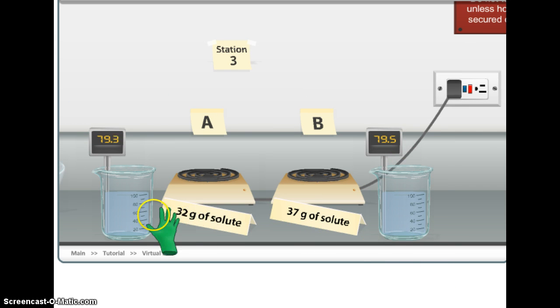Alright, so in beaker A, I have 32 grams of solute. In other words, I took one of my chemicals and measured out 32 grams of it and put it in here. I mixed it up and dissolved it, and it was at 80 degrees. In this beaker, I had 37 grams of solute, or of my chemical. I mixed it up in here and had it at 80 degrees. As you can see, the solute is dissolved in both cases.